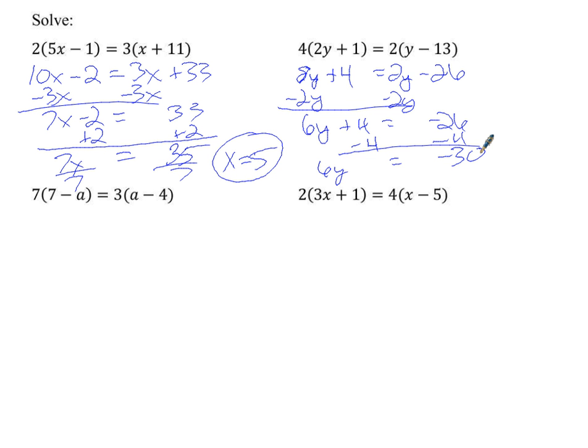Good. And call on somebody. Divide both sides by 6, and we get y equals negative 5. Good. I've got to write the whole answer: y equals negative 5. You started with an equation, you're going to finish with an equation. This is an equation. It looks like an answer, but it's an equation. Okay? Go ahead and call on somebody. Let's do the next one.